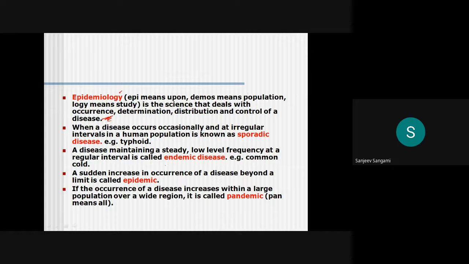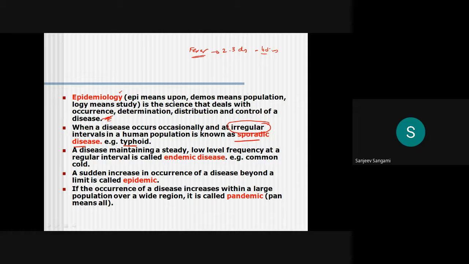When a disease occurs occasionally and at irregular intervals in a human population, it is known as a sporadic disease. It is very important. For example, typhoid. For typhoid, the fever will come for about 2 to 3 days, and on the fourth and fifth day it won't be there, then again it will come back. At irregular intervals, not regular intervals, remember this.